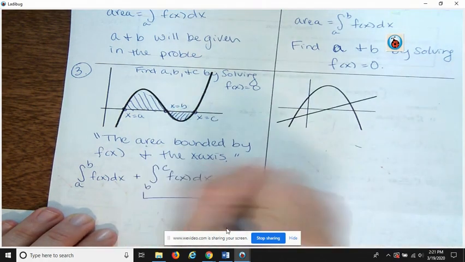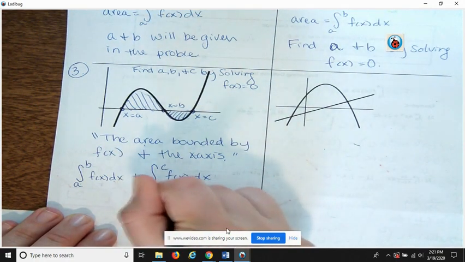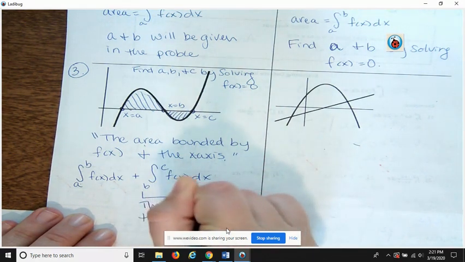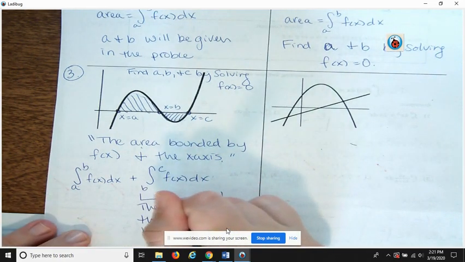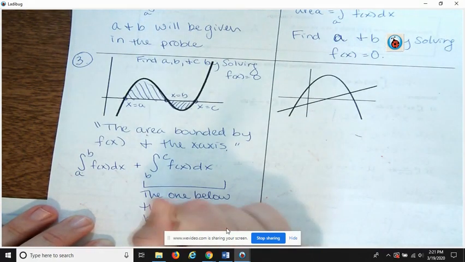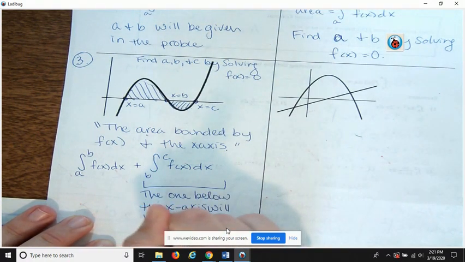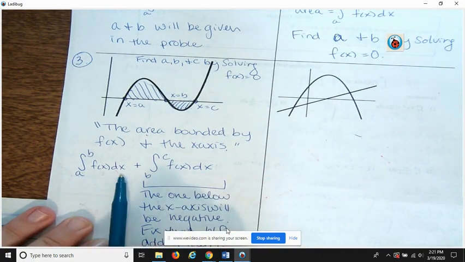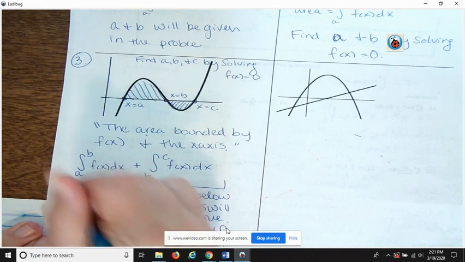So in this particular case, and this might not always be the case, the one below the x-axis will be negative. And so you just have to fix that before adding them. And by them, I mean this piece and that piece, okay?